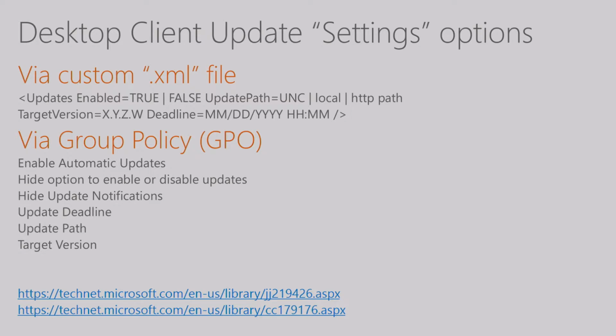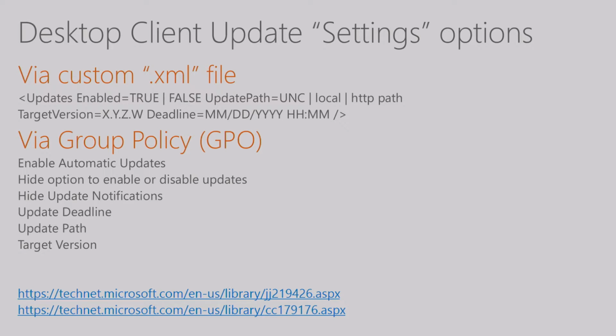So we can deploy these client update settings through an XML file, and you can say updates enabled, true, false, where the update path is, UNC share, local, web address, target versions, a deadline for the upgrade to be applied.